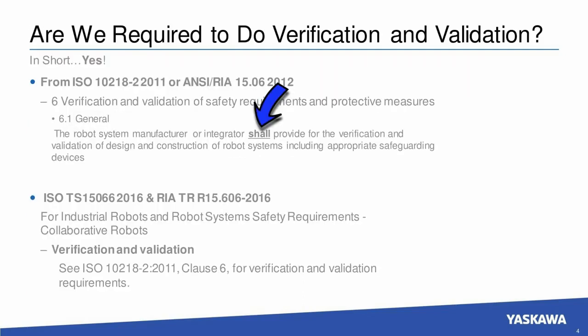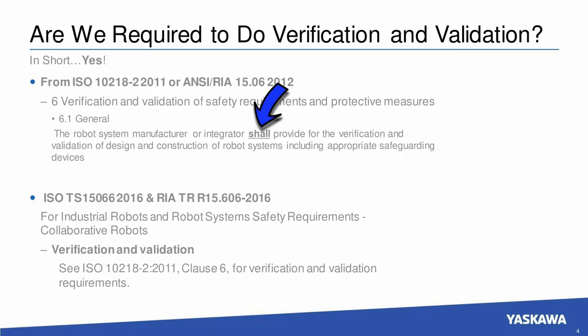So are we required to do verification and validation? In short, yes. From ISO 10218, part 2 again, Section 6.1, you'll see that the robot manufacturer or systems integrator shall provide for verification and validation of design and construction of robot systems, including appropriate safeguarding devices.